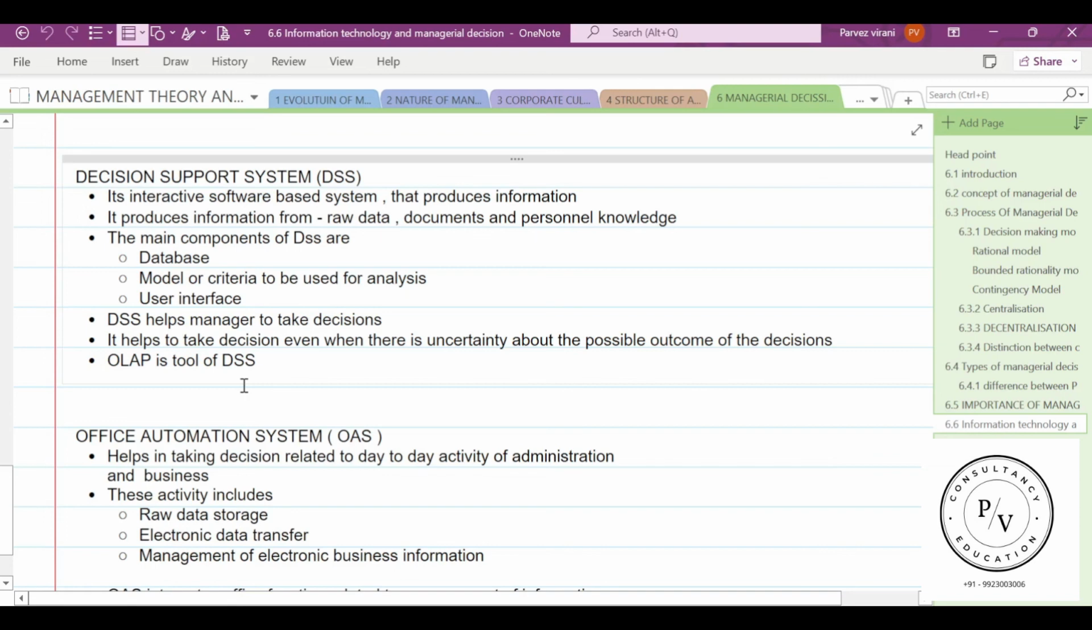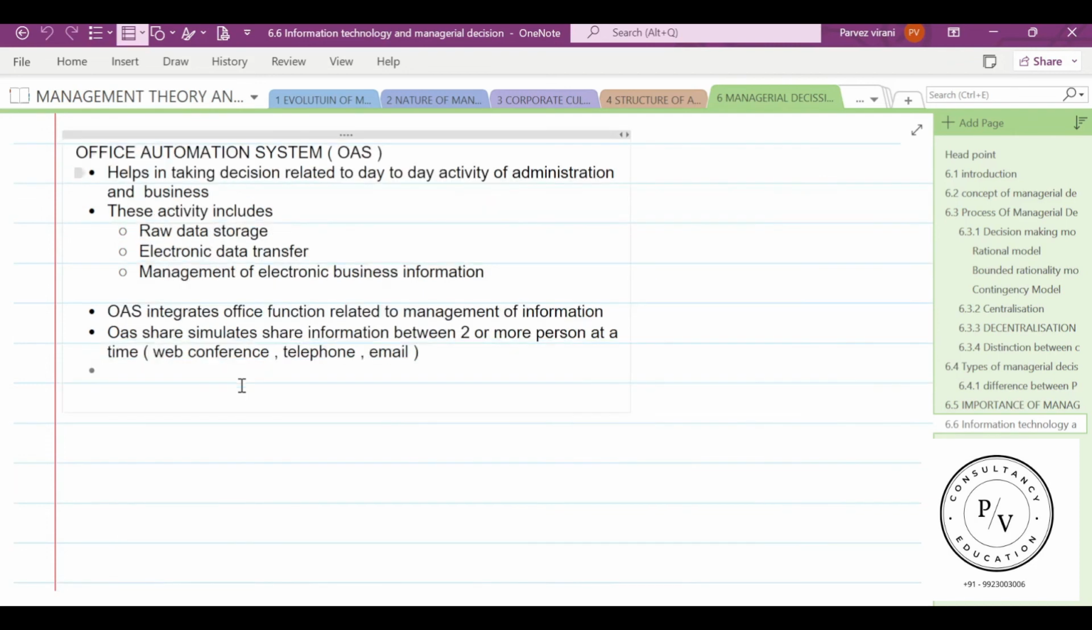Office automation system helps in taking decisions related to the day-to-day activities and administration of the business. These activities include raw data storage, electronic data transfer, and management of electronic business information. OAS, or office automation system, is an integrated office function related to the management of information. OAS enables sharing information between two or more persons at a time. Web conferences, telephone, emails, or any kind of automation system in the office are part of an office automation system.